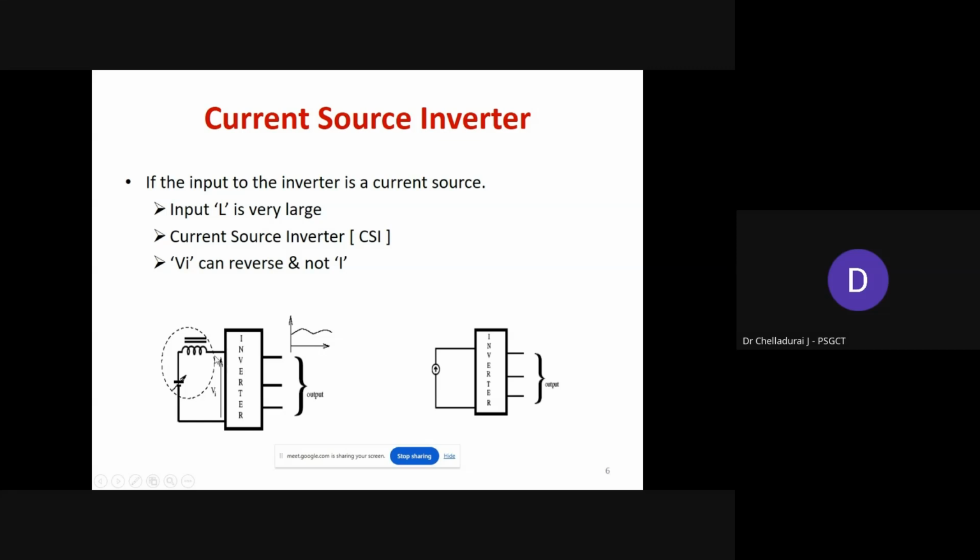In this topology, the input current magnitude is maintained as constant. So the output voltage can be reversed, but the output current magnitude can't be reversed. We can control the output current, and it is simply represented as CSI. In the second diagram, instead of showing a voltage source in series with an inductor, it is simply shown with one ideal current source.